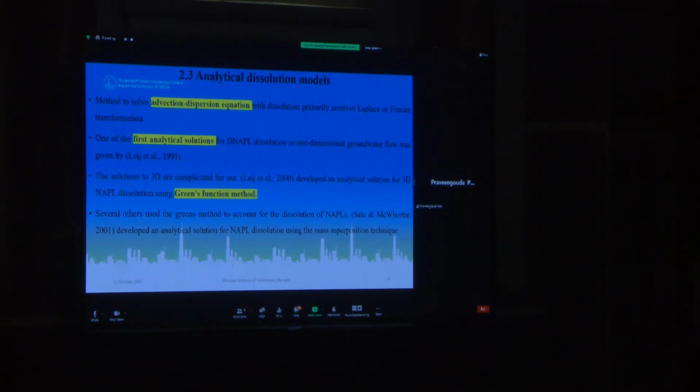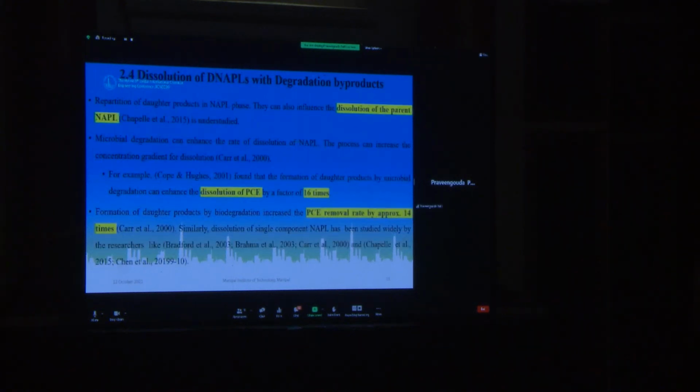McWhorter in 2001 developed an analytical solution for NAPL dissolution using the mass superposition technique. Dissolution of D-NAPL with degradation byproducts. Along with dissolution, there are chances that it can yield some kind of byproduct.